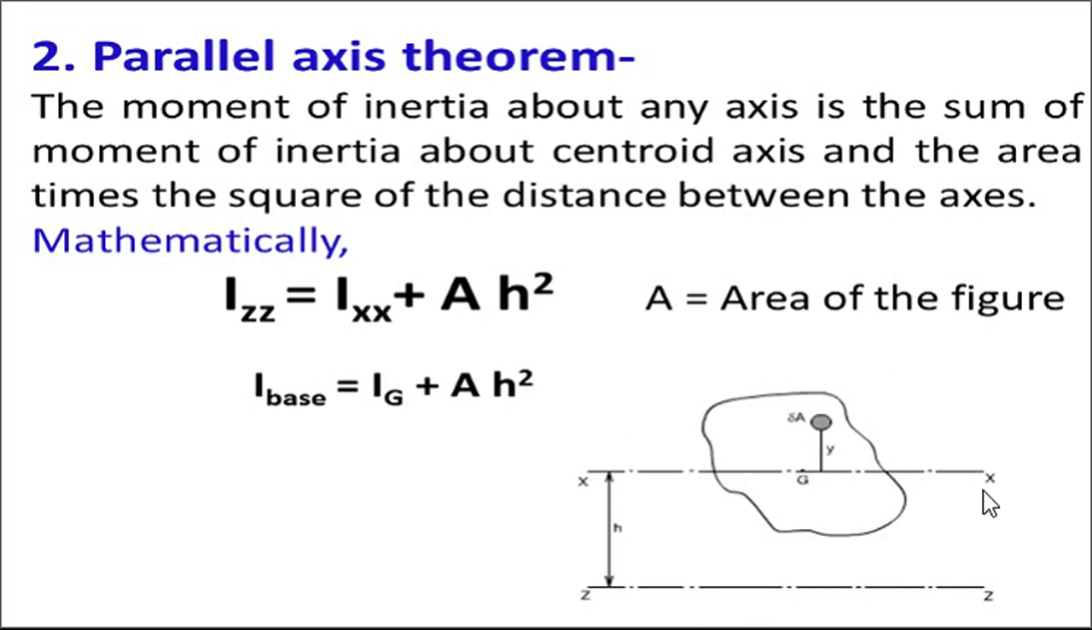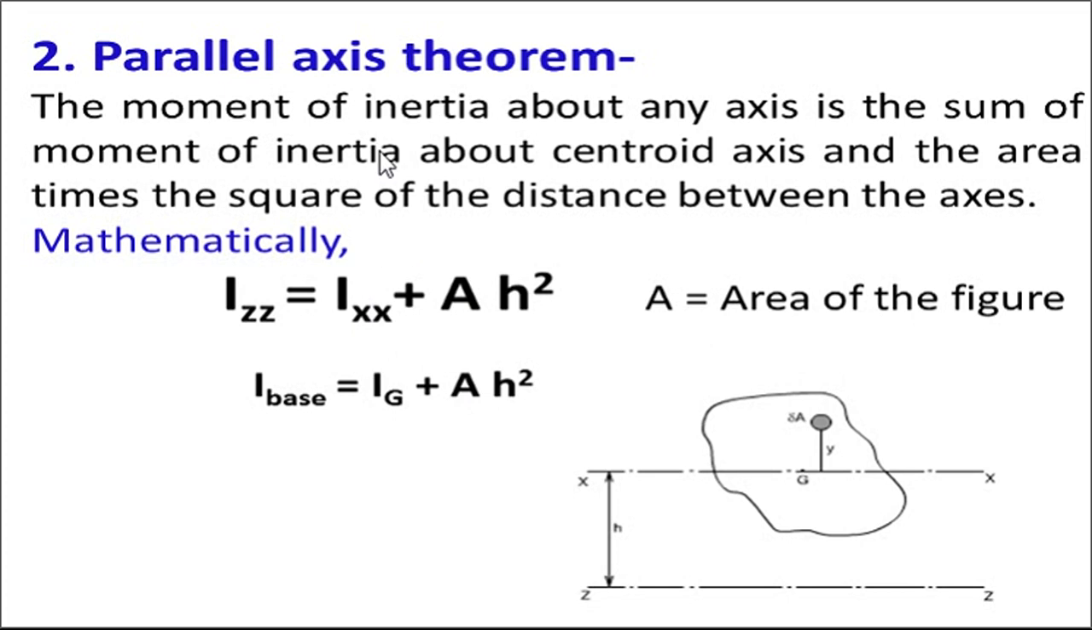If I want to find the MI about Izz, what will I do? I will take the MI about the xx axis plus A h square. What does this mean? This particular area into h square. So it is nothing but the second moment of area, A h square. The unit of area is meter square, and the unit of A h square is meter square into meter square, that means meter raised to 4. This is also meter raised to 4.